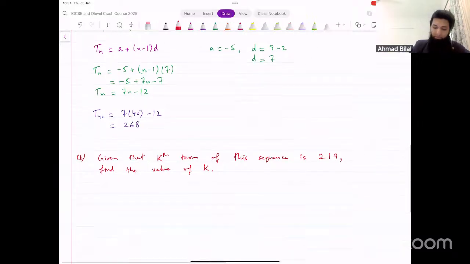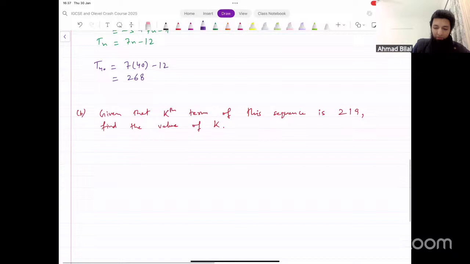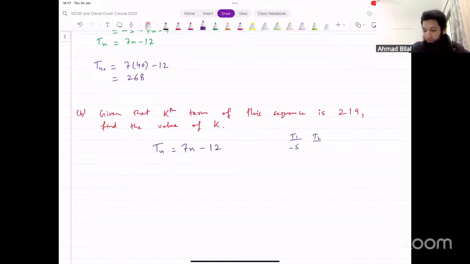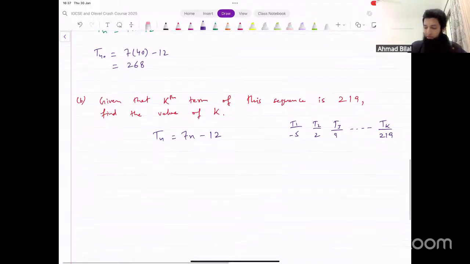Okay. Now, do we already have the nth term formula for the sequence? Yes, the nth term formula looks like this. It is 7n minus 12. And this is a sequence for which we know the first term is -5, the second term is 2, the third term is 9. And what they're saying is the kth term, that means tk, so instead of n, we have k there. The kth term is 219. What's the value of k if that is the case?